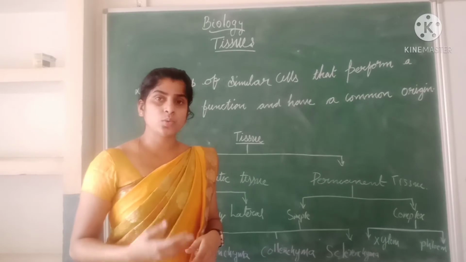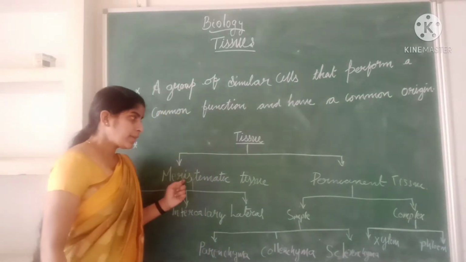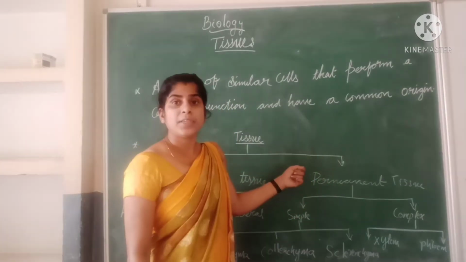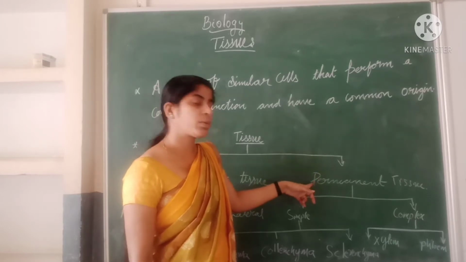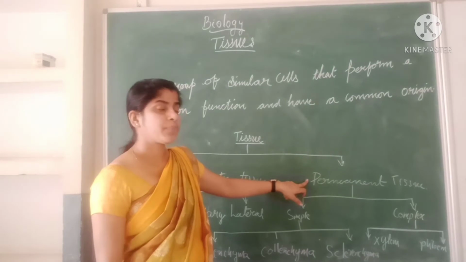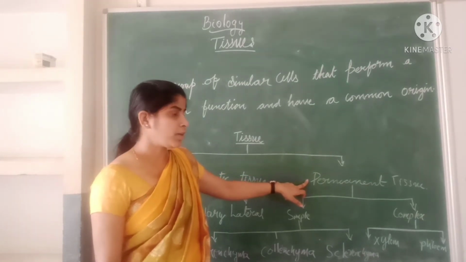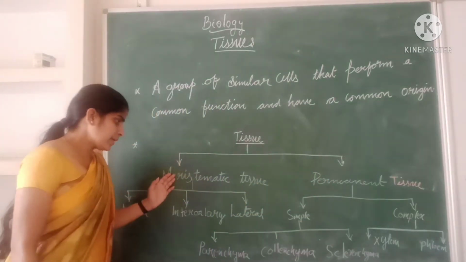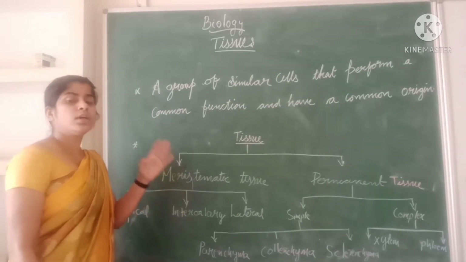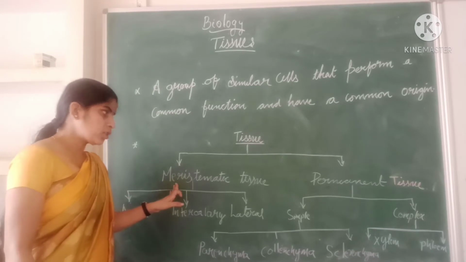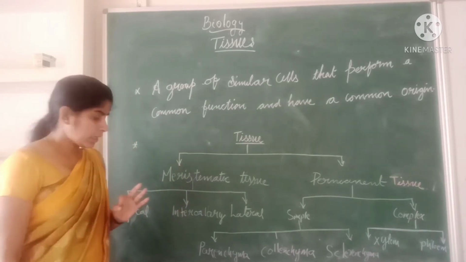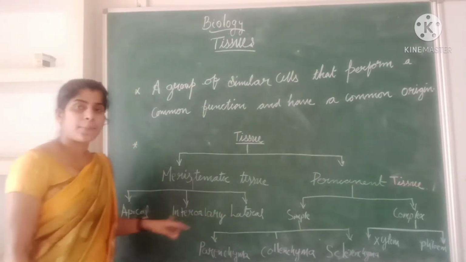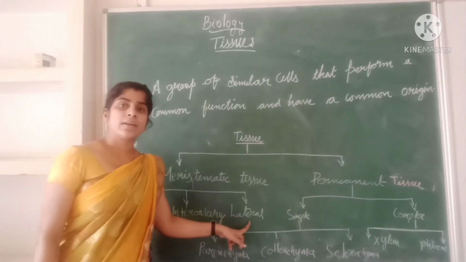Plant tissue is divided into two: meristematic tissue and permanent tissue. Mature cells incapable of division, that is what? Permanent tissue. And meristematic tissue is again divided into three: apical meristem, intercalary meristem and lateral meristem.